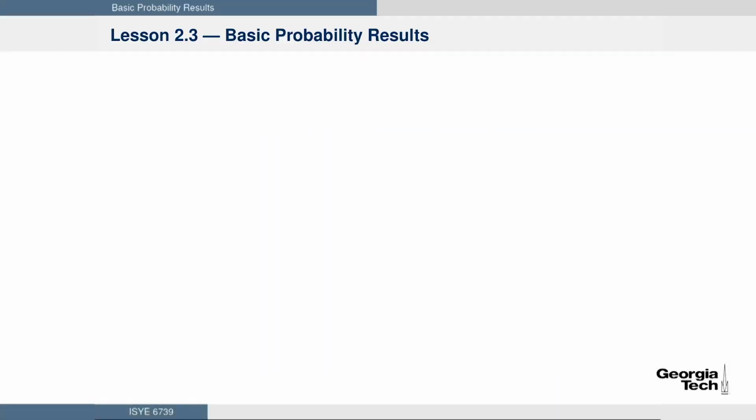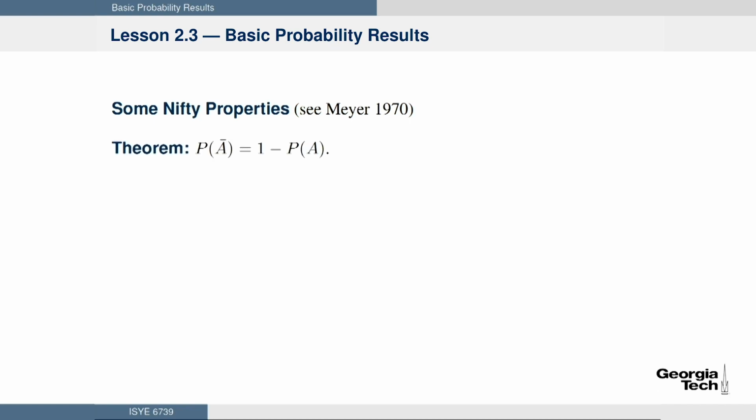Hi class, we're just going to go over some easy little results that will allow us to do more complicated things a little bit later on. So, some nifty properties. Here's our first theorem, namely that the probability of the complement event equals 1 minus the probability of the original event. That kind of makes sense. It's kind of the opposite of the original event.